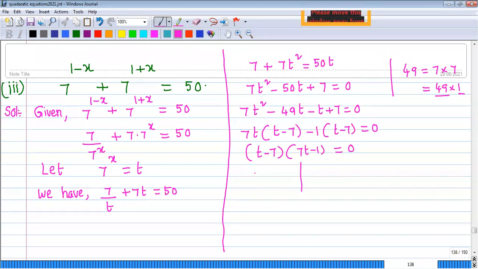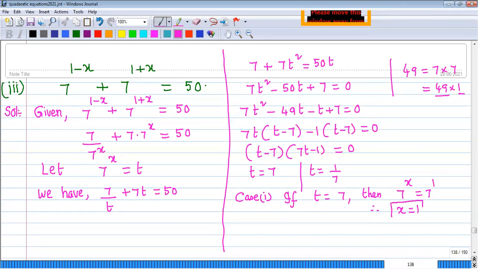So t minus 7 is equal to 0, t is equal to 7; 7t minus 1 is equal to 0, t is equal to 1 upon 7. They are multiplicative inverses of each other, because if you multiply 7 with 1 by 7, you will be getting 1. So case 1: if t is equal to 7, then obviously t stands for 7 power x equal to 7, which can be written as 7 power 1. Bases are equal, therefore x equals 1. So one of the solutions has been obtained.